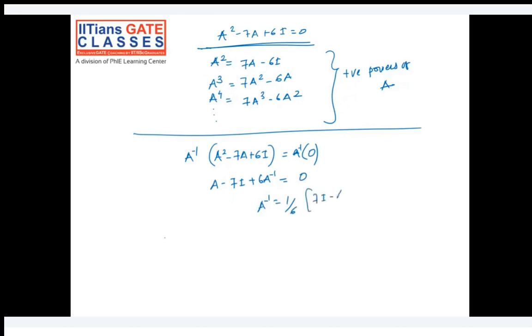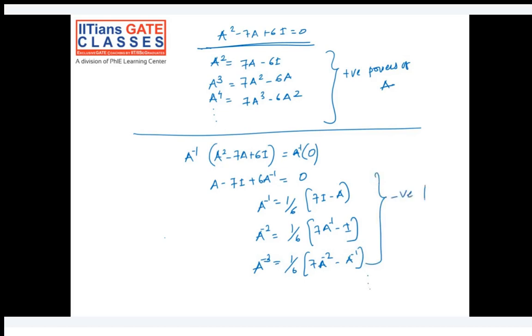You can also calculate A raised to the power minus 2, which is 1 upon 6, 7A inverse minus I. You can also write A raised to the power minus 3, which is equal to 1 upon 6, 7A raised to the power minus 2 minus A inverse, and so on. So these are the negative powers of A. So in short, the Cayley-Hamilton theorem will help us to get the higher powers of A, not only on the positive side, but also on the negative side.